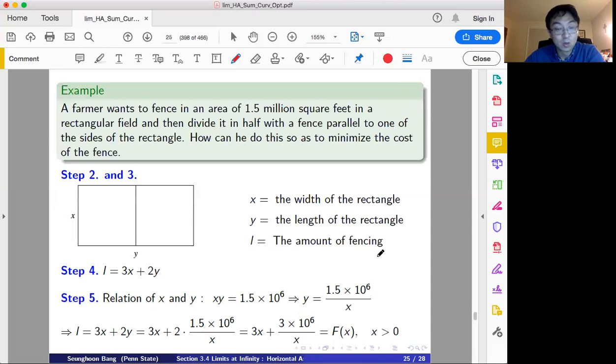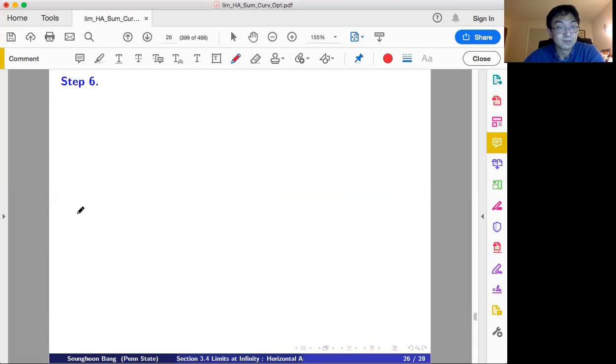Find the domain. Domain is just positive. X is a positive number, right? The length and width are always positive. That's the domain. So next, use the first derivative test for finding the absolute minimum value of L.